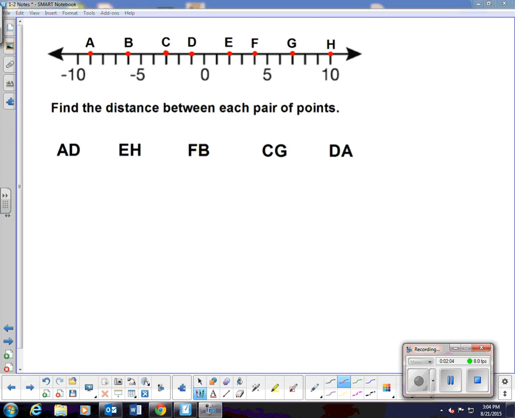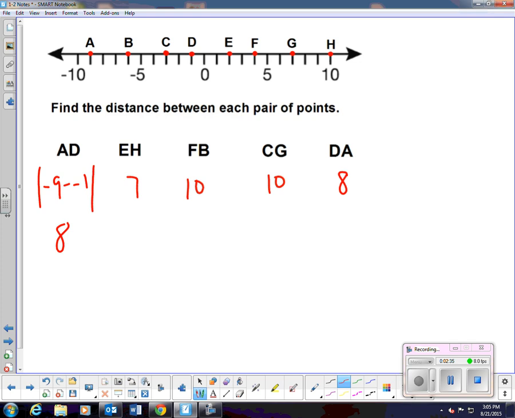Okay, so if we're going to do A to D, that is from -9 to D at -1, absolute value. So that distance would be 8. If we go from E to H, that would be 7. From F to B, that would be 10. From C to G would also be 10. And from D to A better be 8 also, because you kind of did that one back here. The distance from A to D better be the same as D to A. So you better have gotten the same answers there.